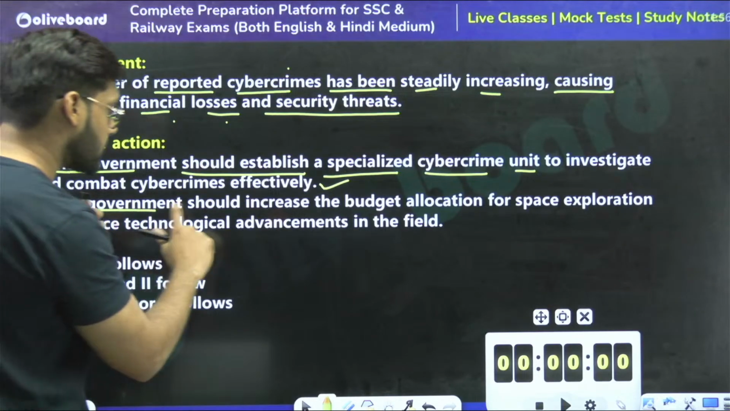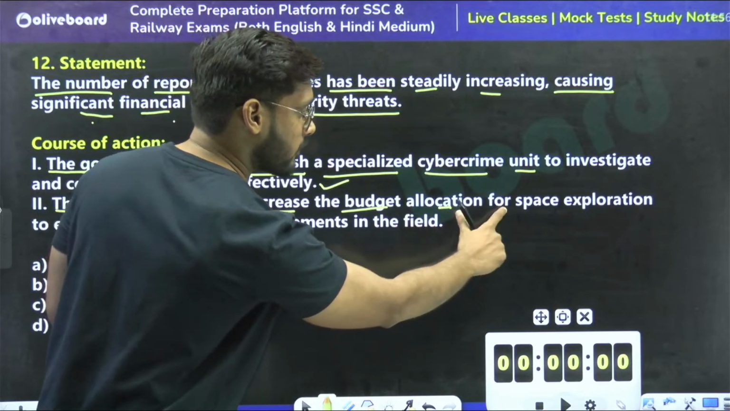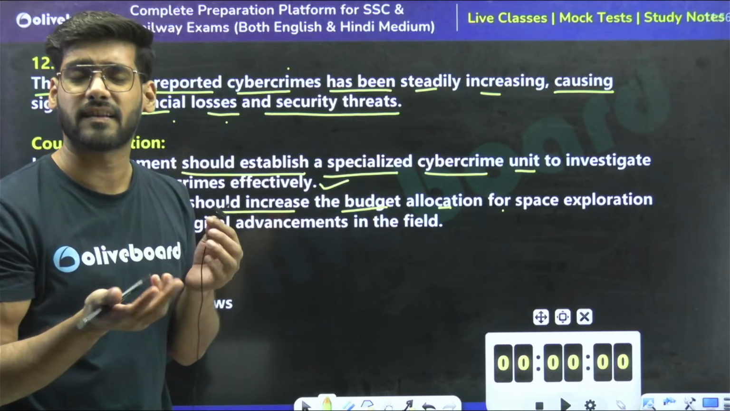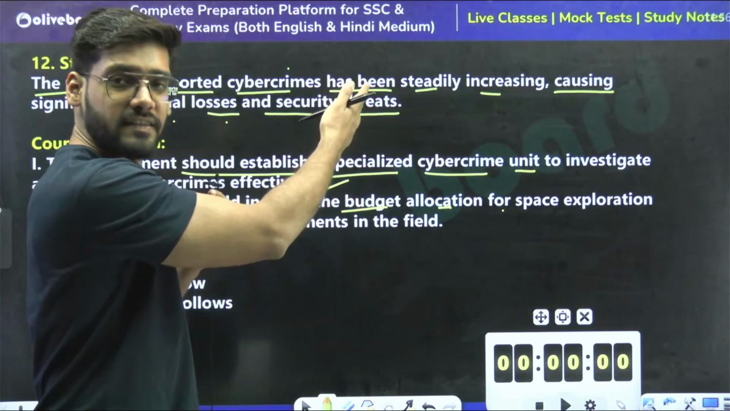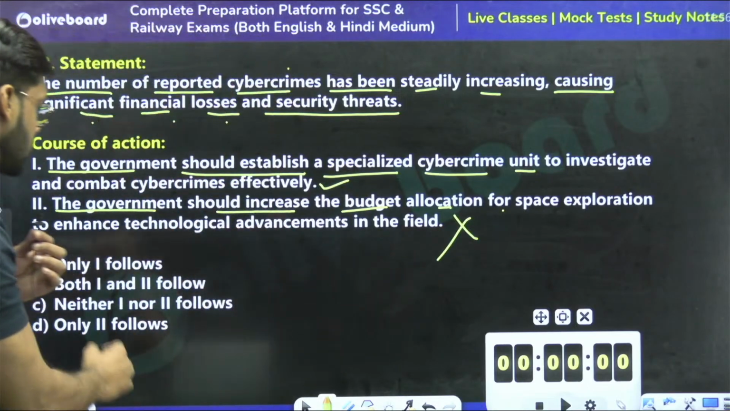Second, the government should increase the budget allocation for space exploration. What kind of nonsense? Why are we talking about space exploration? There is no need for space exploration. We are talking about cyber crime. So this one is the wrong course of action. Only one follows.